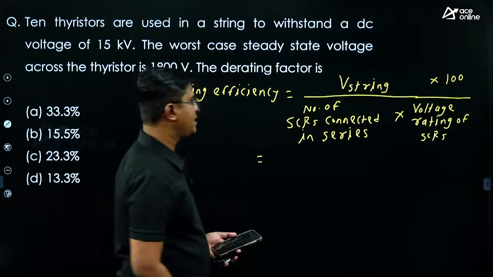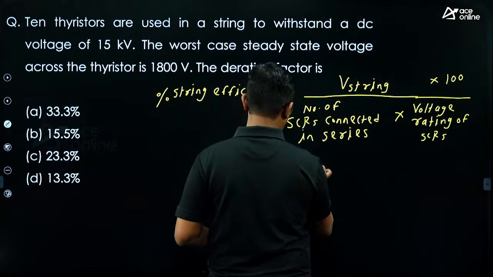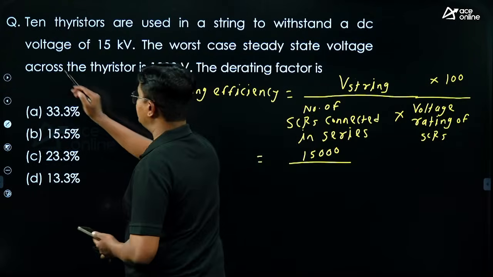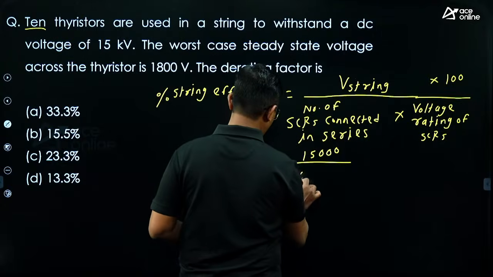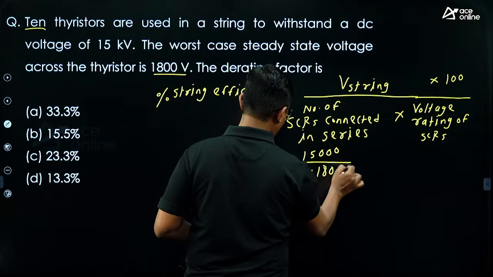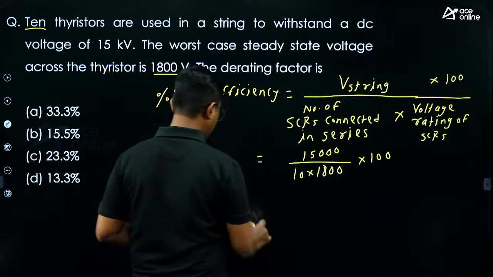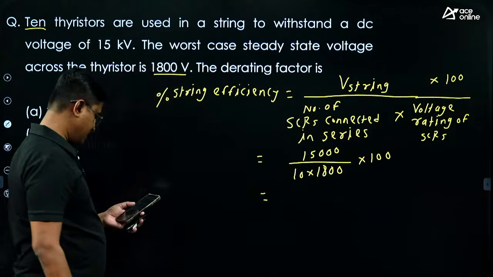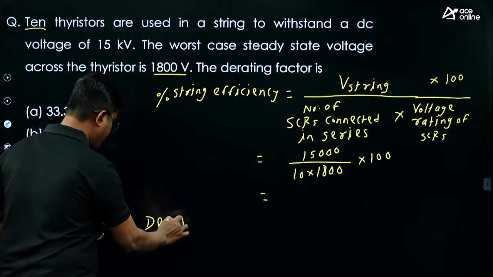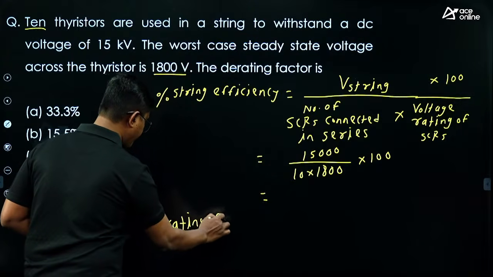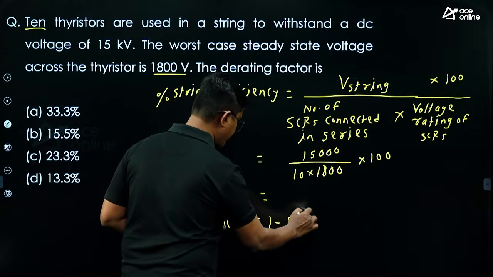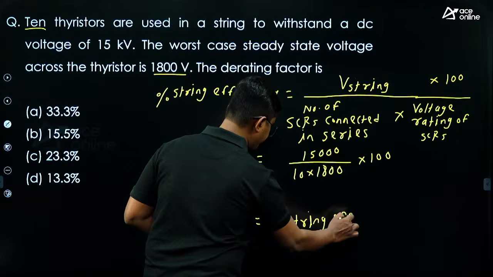So now what is the string voltage rating? String voltage rating is 15 kilovolt upon number of SCRs connected, they are saying it as 10. So upon 10 into voltage rating of SCR is 1800 into 100, right. Check this, you will get the percent string efficiency, and from that we can get the derating factor. Yes, what is derating factor? Derating factor equal to 1 minus string efficiency, alright, 1 minus string efficiency.